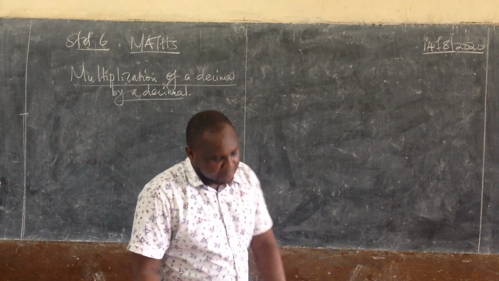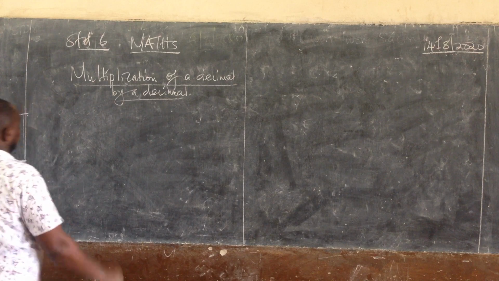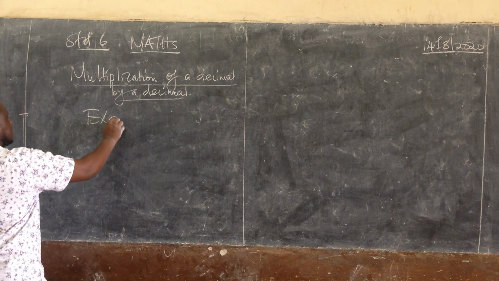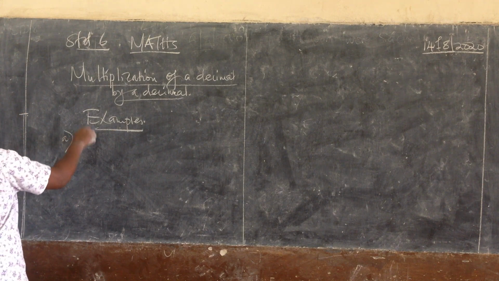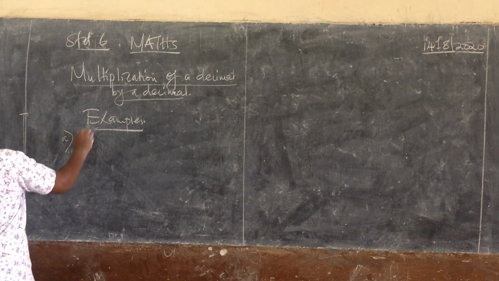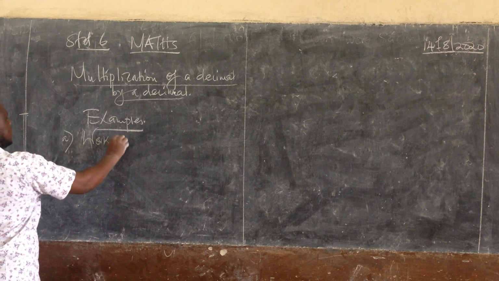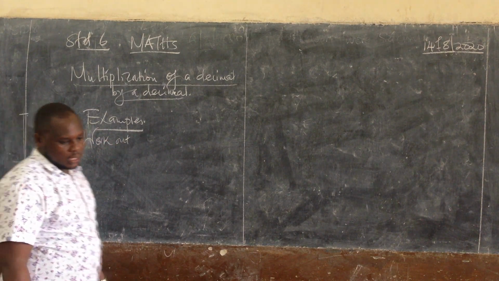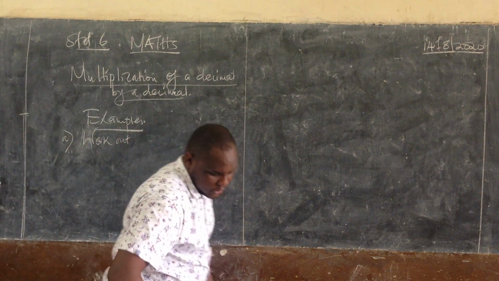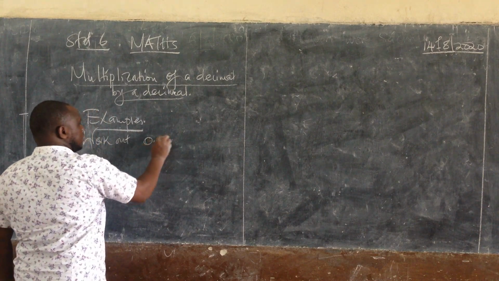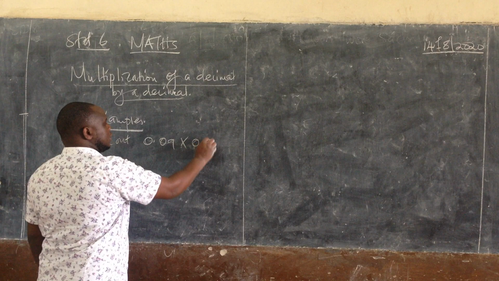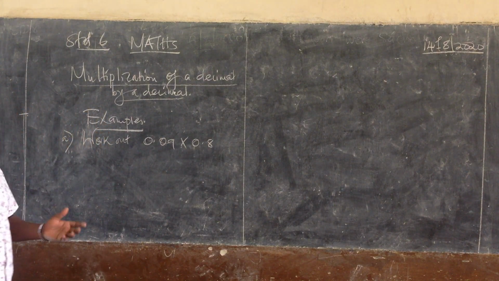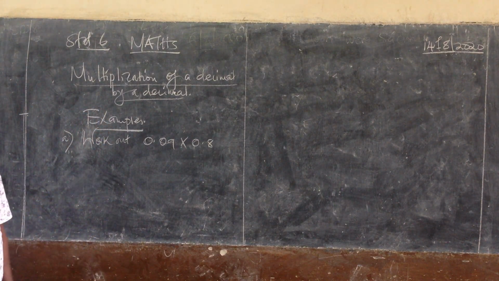For example, you can be told, work out examples. A, work out 0.09 multiplied by 0.8. So what are we required to do, Lana, if we are given such a question?